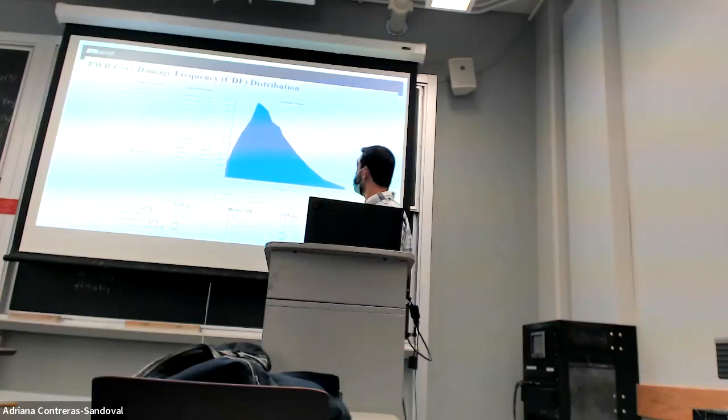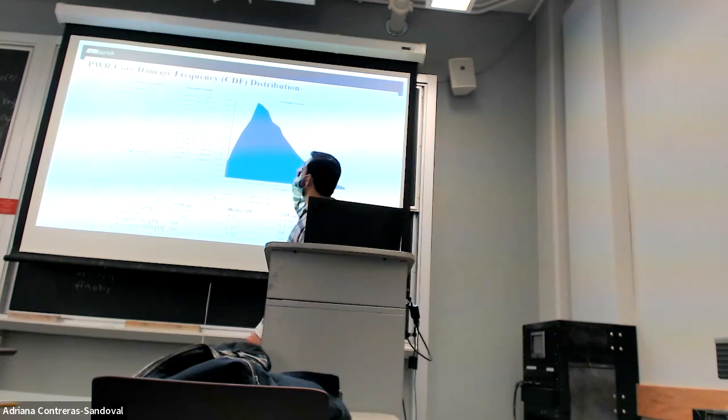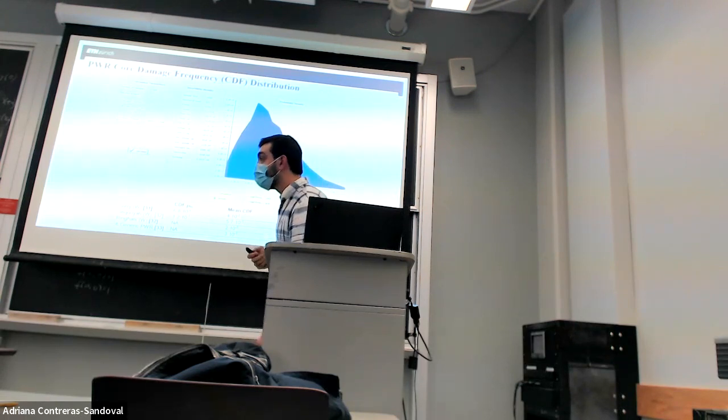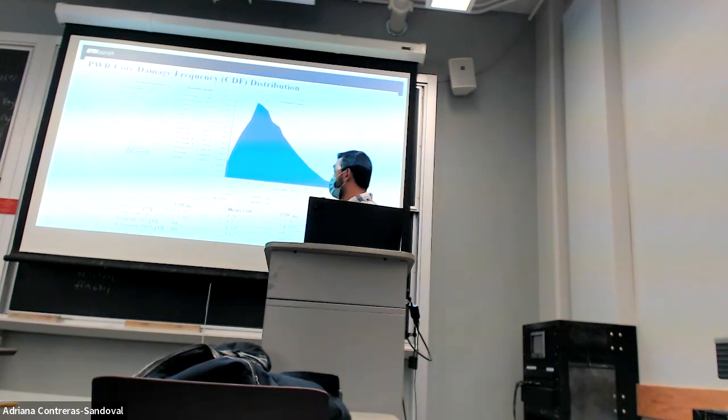Is that CDF? Yes. That's the core damage frequency. That's from the PRA. These are the results of running the PRA, for example, for the Westinghouse design PWR. We show this without uncertainty bounds because we have accounted for many uncertainties.